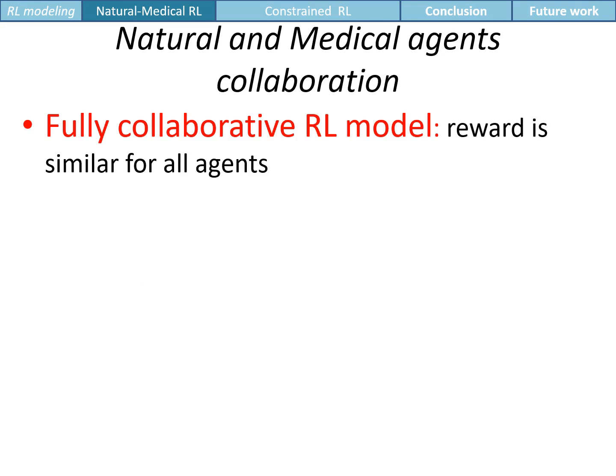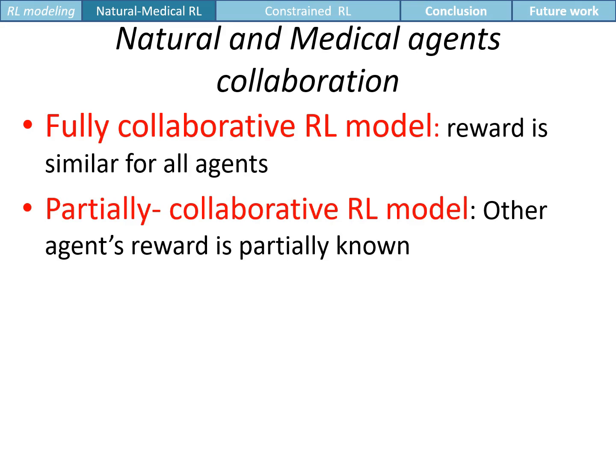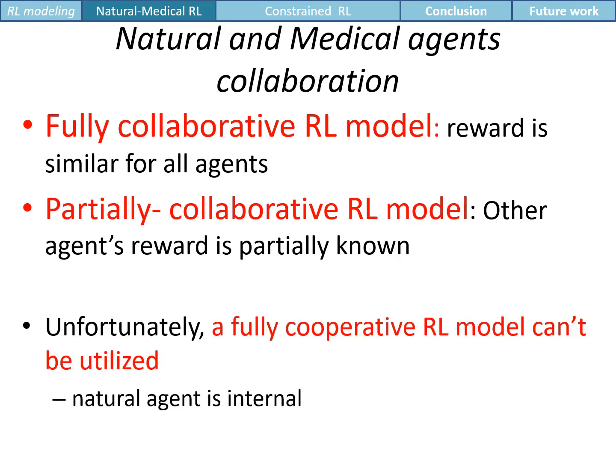The natural and medical agents can collaborate. We define full collaboration when the reward is similar for all agents, and partial collaboration when there is just overlap between the rewards. Since we cannot fully estimate the internal body reward, we need our model to be designed by partial collaborative reinforcement learning modeling.